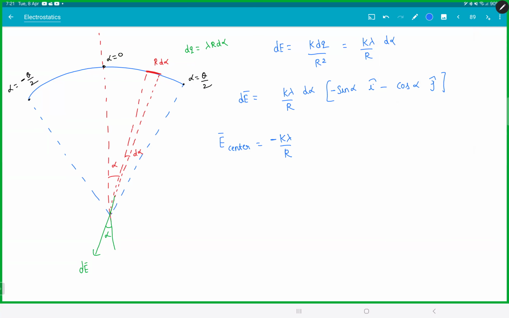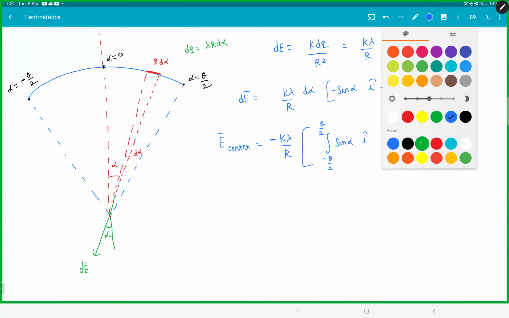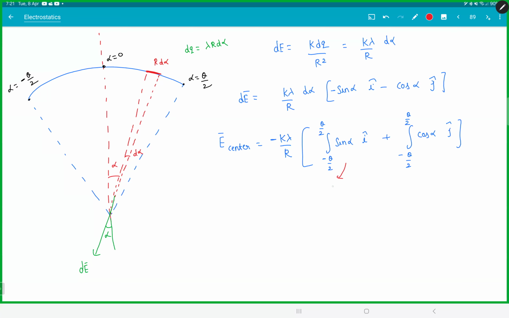K lambda by r, take the minus sign out, integral of sine alpha i cap from minus theta by 2 to theta by 2, plus integral of cos alpha from minus theta by 2 to theta by 2 j cap. So if you integrate this, this term will turn out to be 0. You end up with 2k lambda by r sine theta by 2 in the minus j cap direction, basically downward. Check out that much integration you can handle.